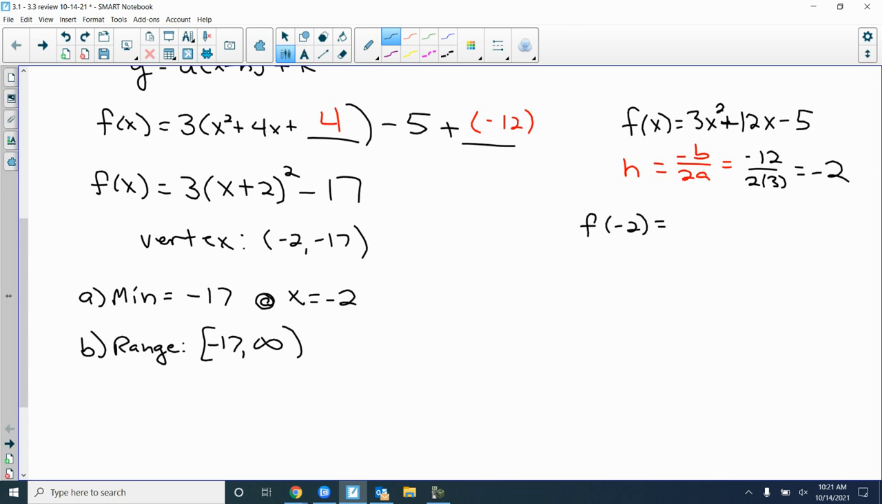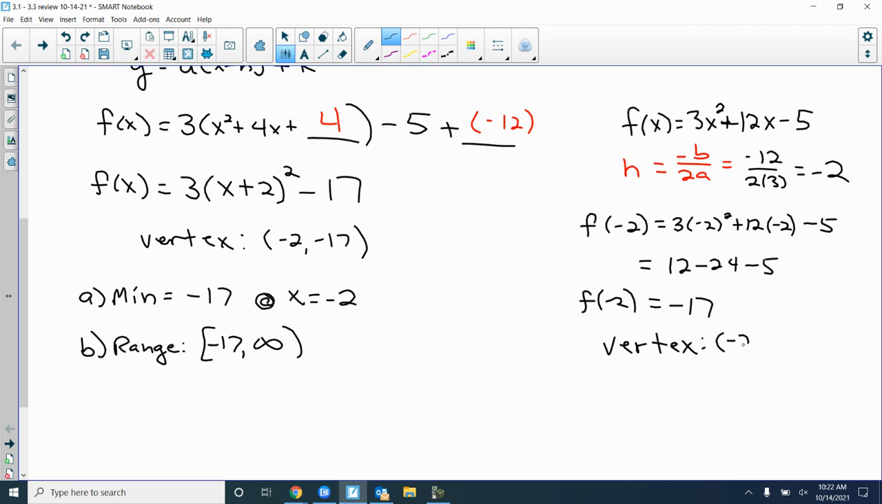Yeah, it better equal -17, because it's got to be your vertex. So if I plug in -2, 3 times -2 squared plus 12 times -2 minus 5, that's 4 times 3, that's 12, minus 24 minus 5. It does equal -17.